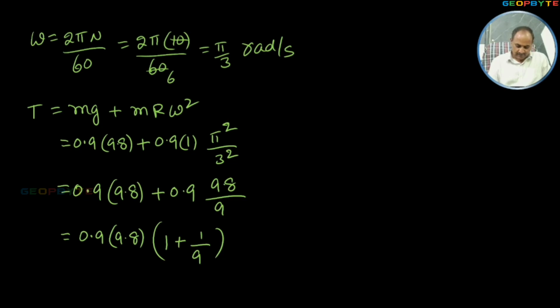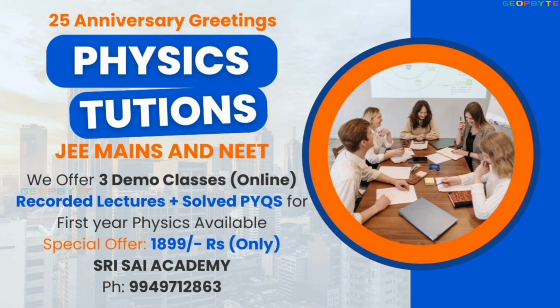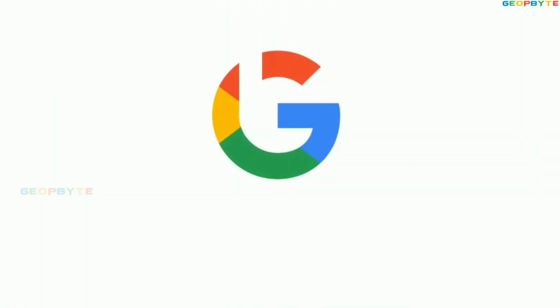Then you simplify this value for getting the answer 9.8 newtons. That is the tension. Understood clearly? Yes. Look at the options. 9.8, option B is absolutely correct. Understood clearly? Yes.